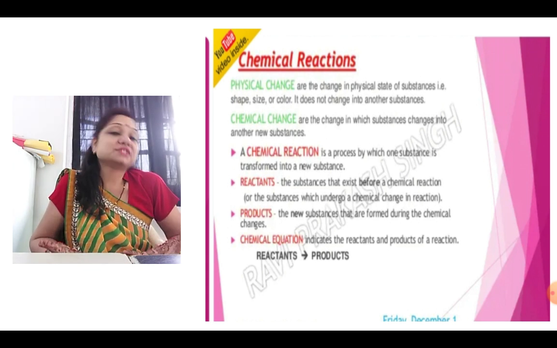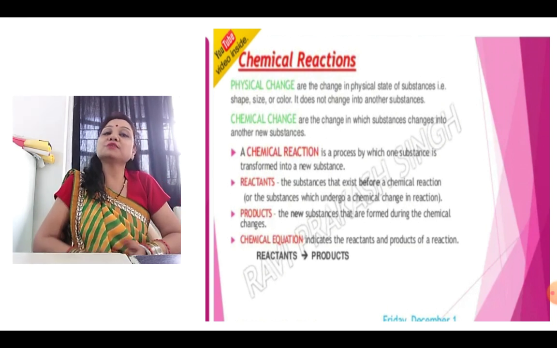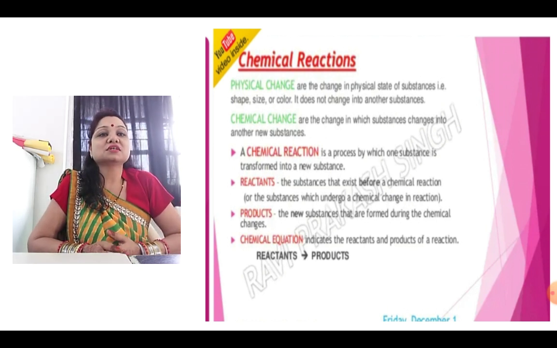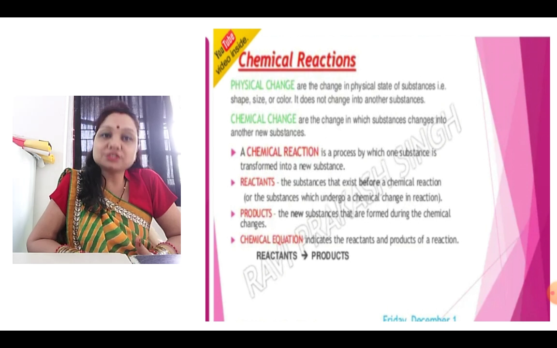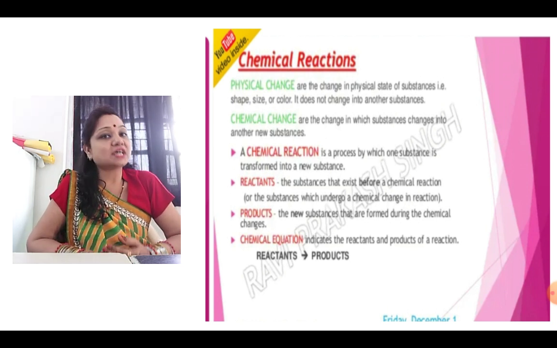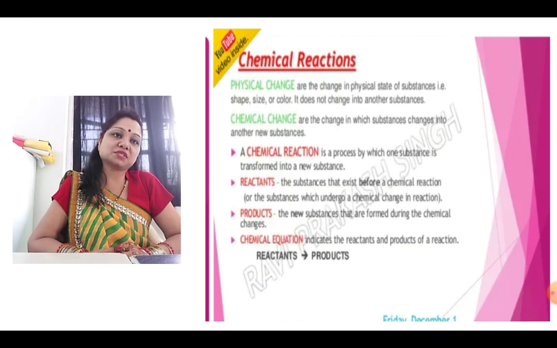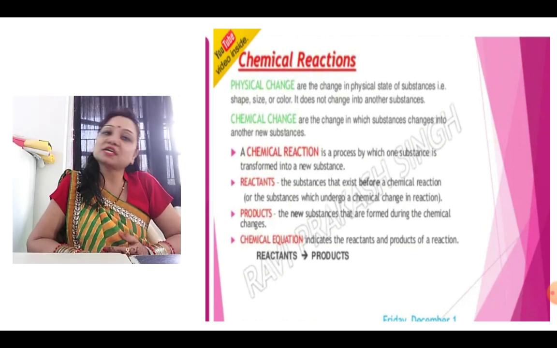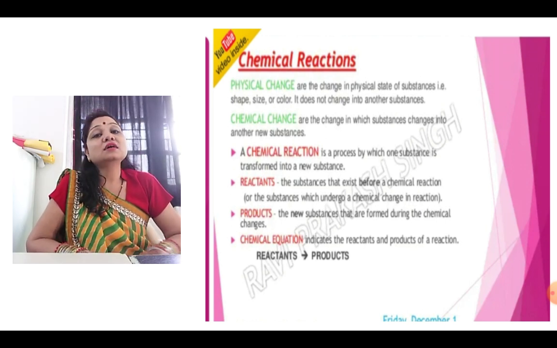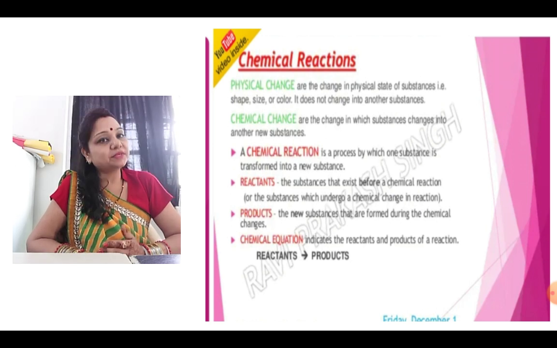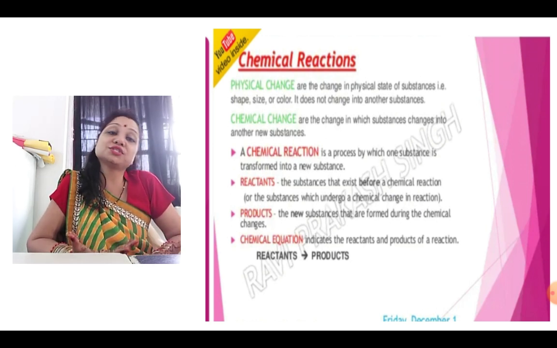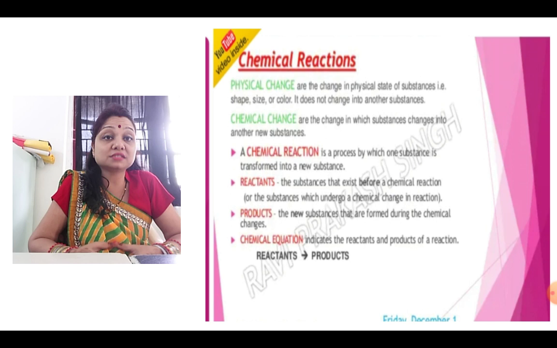Now, what do you mean by physical change? You must have studied in the previous class the changes in physical state of a substance, that is shape, size or color. It does not change into another substance. So only the physical form of the substance is changed, either the shape, size or color. Now, on the other hand, chemical changes are those in which the substance changes into another substance, that is, a new substance we get.